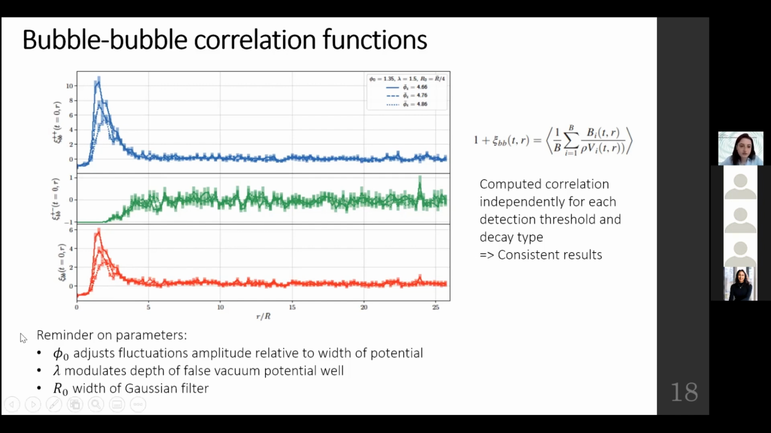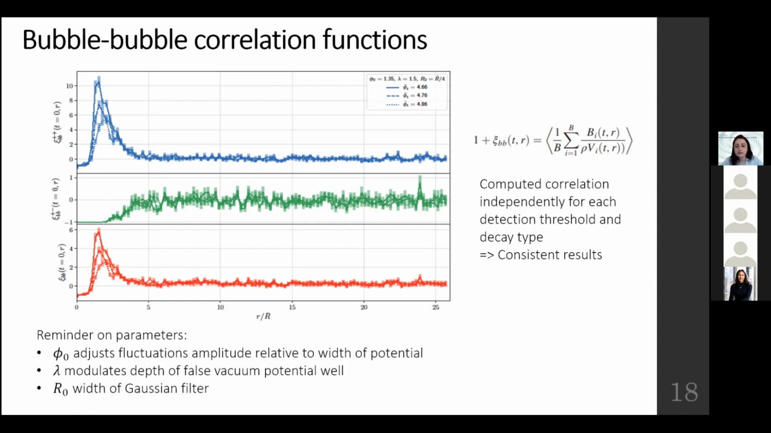The parameters I might not have mentioned, I apologize. So phi naught adjusts the amplitude of fluctuations in the scalar field with respect to the size of the potential around the false vacuum. Lambda modulates the depth of the false vacuum well, and R naught is the width of the Gaussian filter, which once again is less than the size of the critical bubble. The critical bubble is R here.